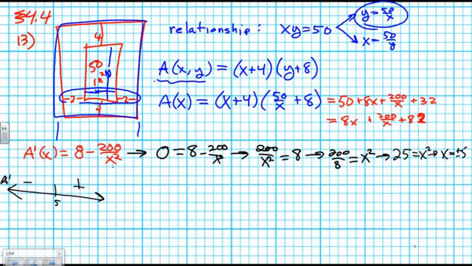All right. If x is equal to 5, then y is equal to 10. And the question, which is on the overall dimensions, is going to be: the width is going to be 9, and the height is going to be 18.